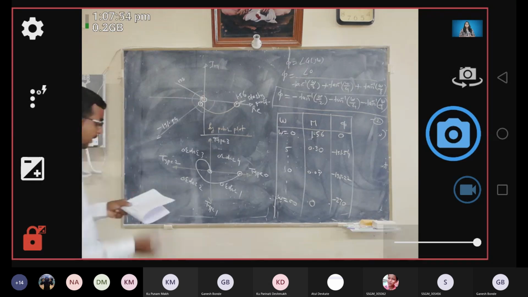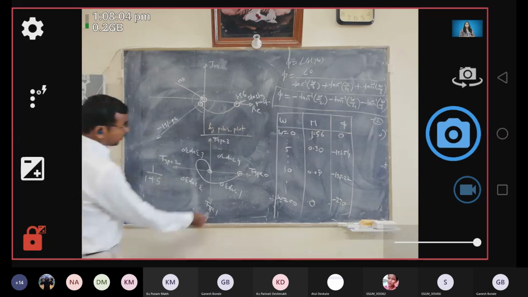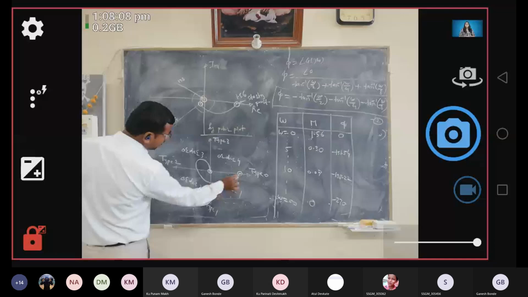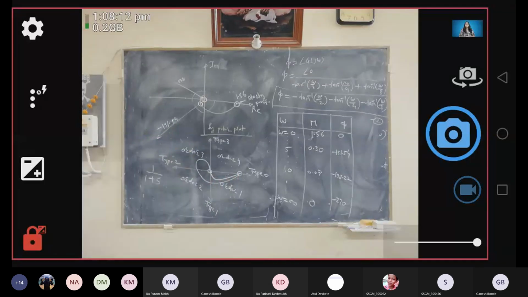If you take the previous example, 1 upon 1 plus S, again it is type 0 and order 1. So therefore the previous graph could be like this. You can easily sketch a polar plot using this. Please remember.